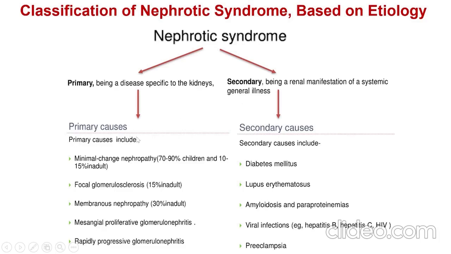Examples of primary nephrotic syndromes are minimal change nephropathy or minimal change disease, which is very frequent in children and rare in adults. Next, focal glomerulosclerosis, membranous nephropathy, mesangial proliferative glomerulonephritis, and rapidly progressive glomerulonephritis. Secondary causes of nephrotic syndromes cover diabetes mellitus, lupus erythematosus, amyloidosis, paraproteinemias, as well as tumors, viral infection, and preeclampsia.